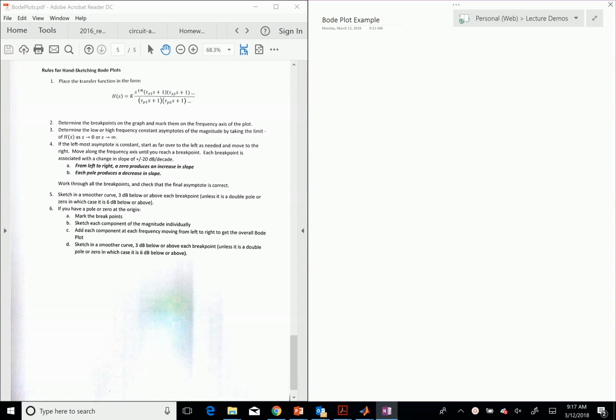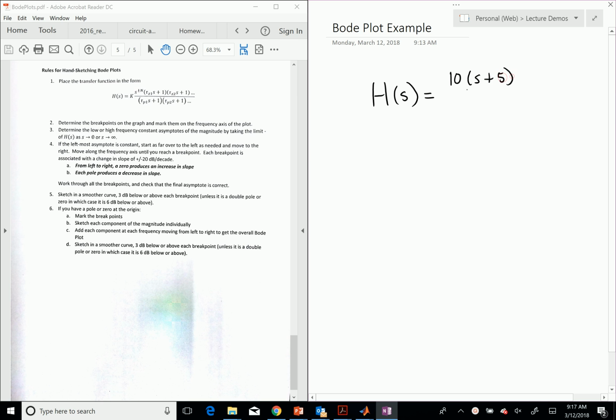All right, so we're going to take a look at an example of a particular Bode plot that's probably a little bit more challenging. So let's say we have this: H(s) equals 10 times (s plus 5) over s times (s over 100 plus 1), like that.